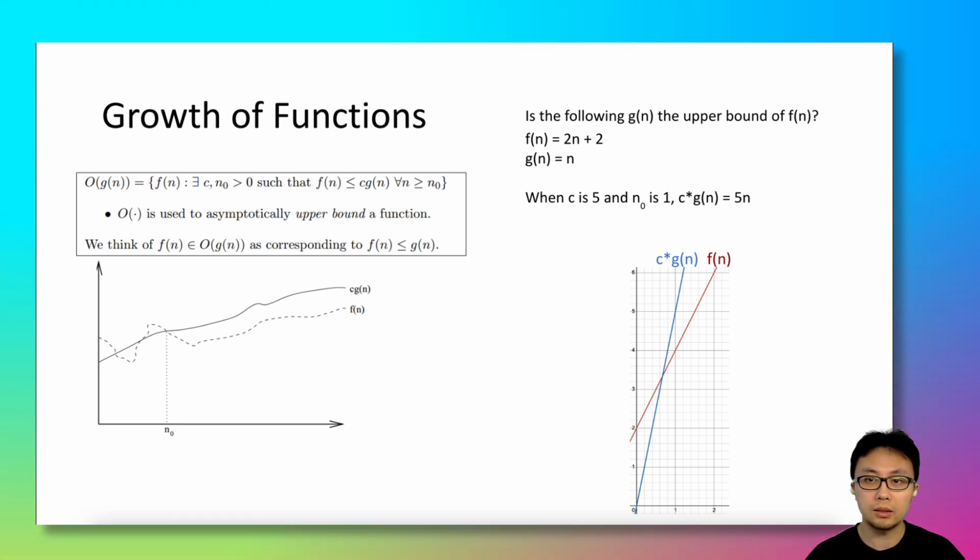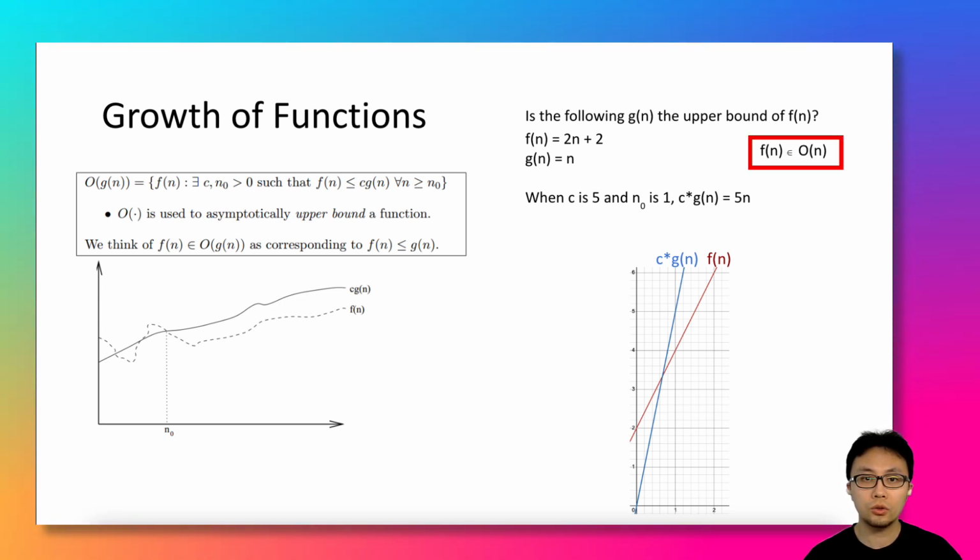As you can see, c multiplied by Gn grows much faster now, and it crosses Fn at some point where n is smaller than 1. So any input size bigger than 1 will guarantee that c multiplied by Gn is bigger than Fn. As a result, we can find two constant numbers to sustain this relationship between Fn and Gn. We would say that the definition is being met, so we can conclude that Gn is the upper bound of Fn, which is expressed as Fn belongs to big O of n.